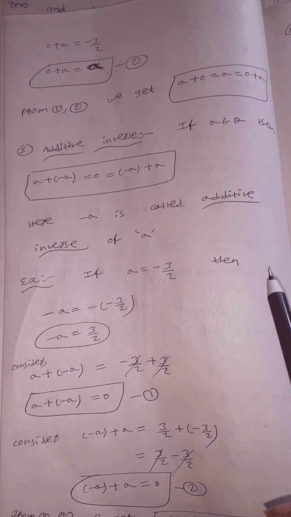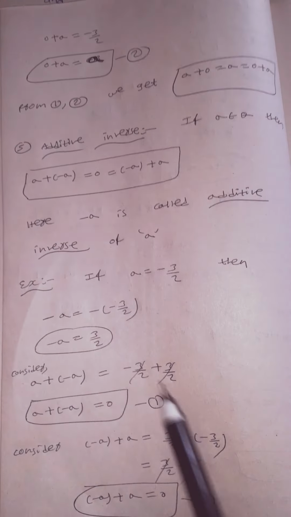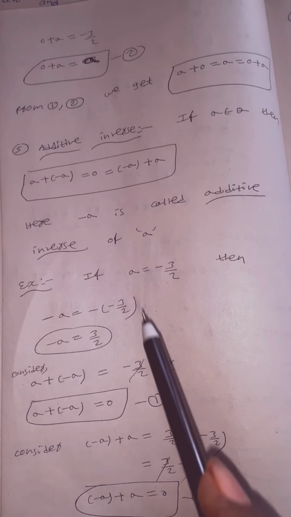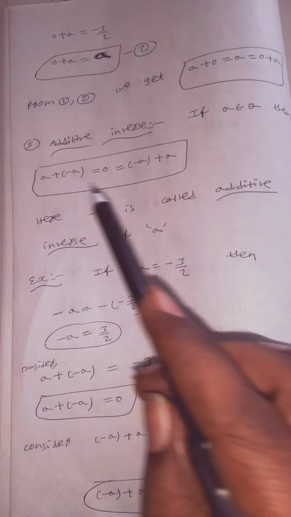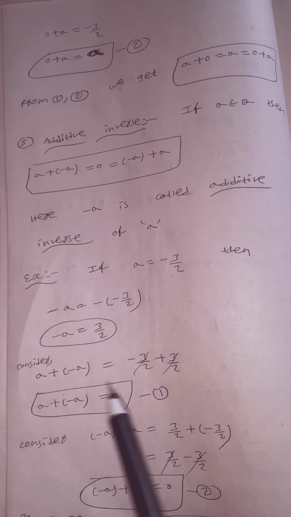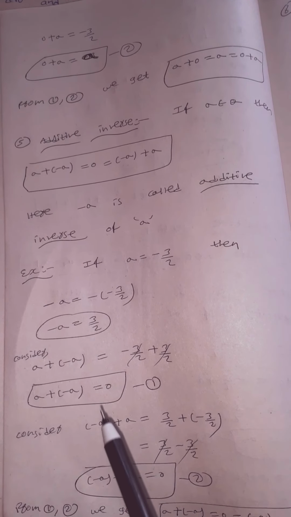If A equals minus 3 by 2, first find minus A, children. Write the minus as it is, and A's value is also minus 3 by 2. Minus into minus is plus 3 by 2. Now consider A plus (minus A). A's value is minus 3 by 2, plus minus A's value, which is 3 by 2. So minus 3 by 2 plus 3 by 2 cancels, which means 0.